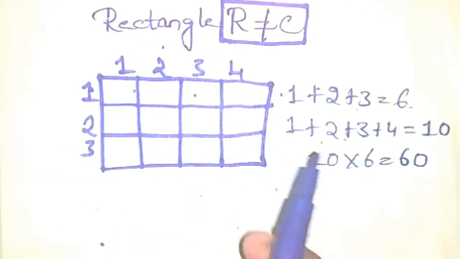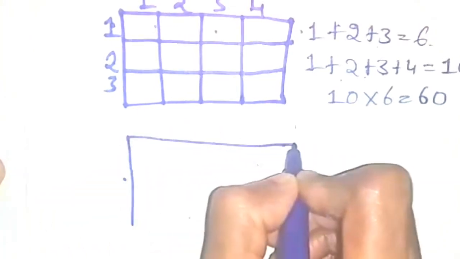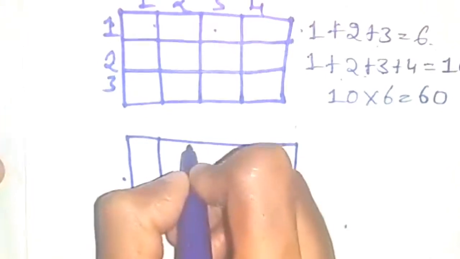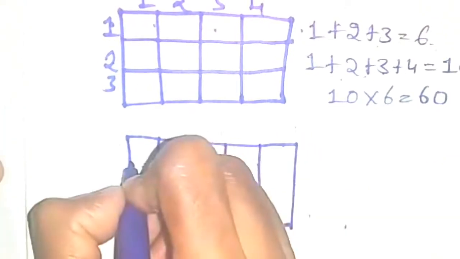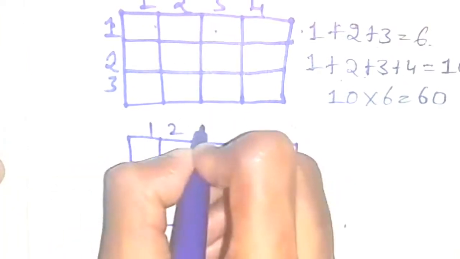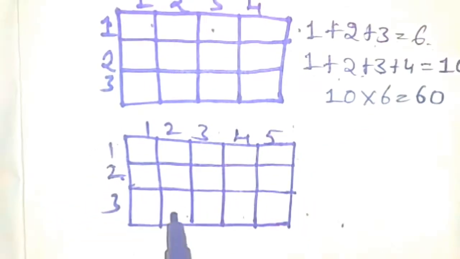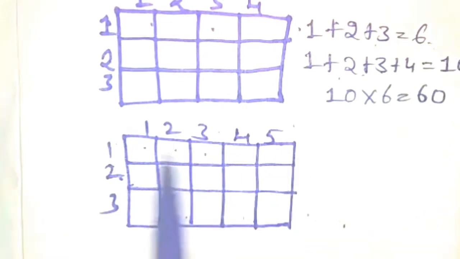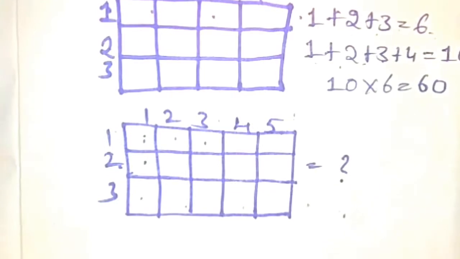I am giving one more. Take this as homework. 1, 2, 3, 4, 5, 1, 2, 3. Here the number of columns is 1, 2, 3, 4, 5 and rows 1, 2, 3. Tell these answers in the comment section.